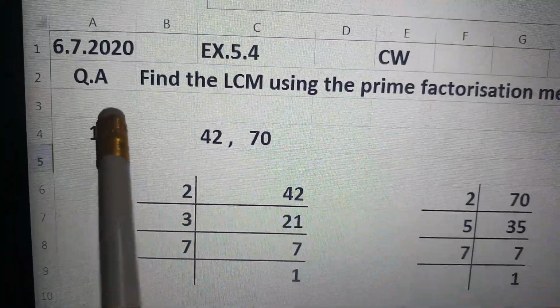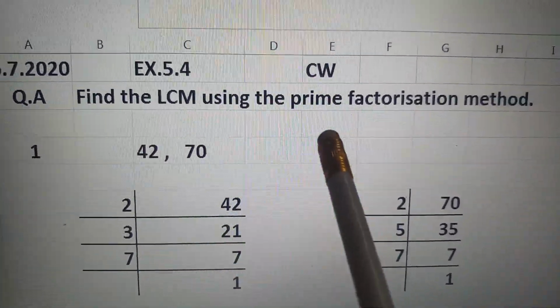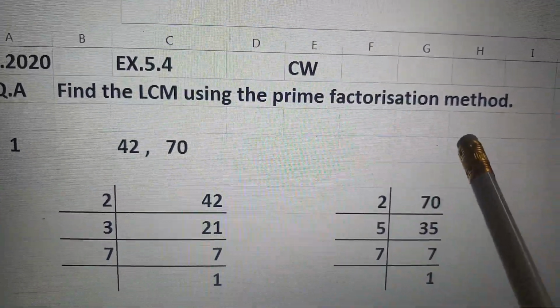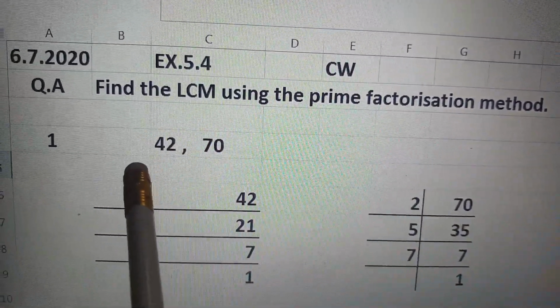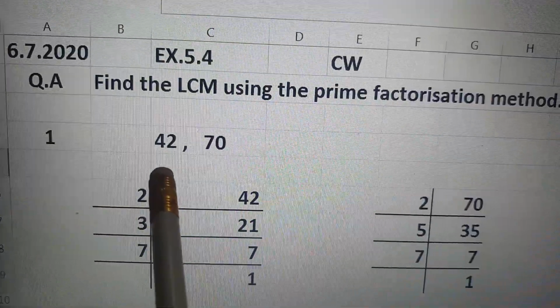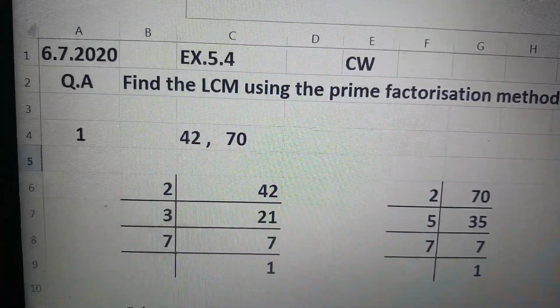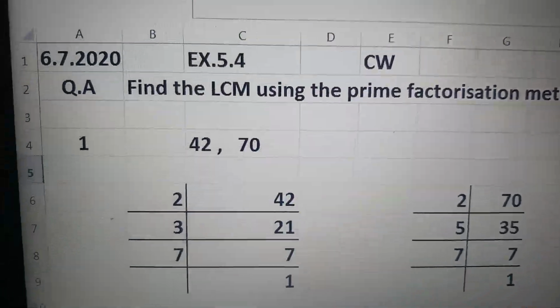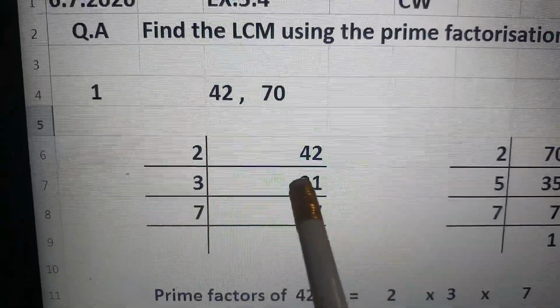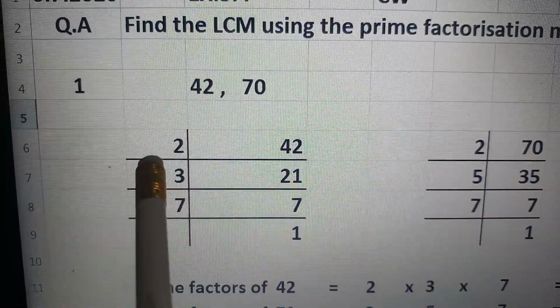and the question is: find the LCM using the prime factorization method. In this method we will find the prime factors of 42 and 70. We know that 42 is an even number, so it can be divided by 2.